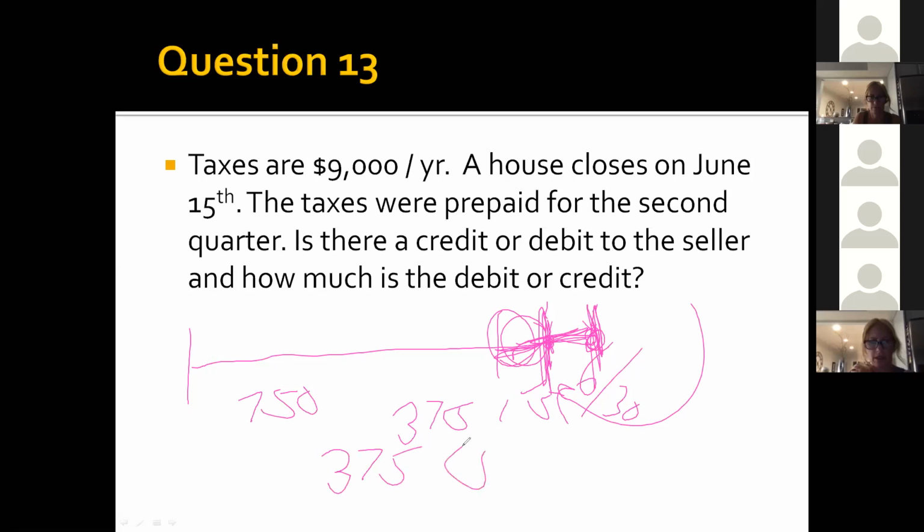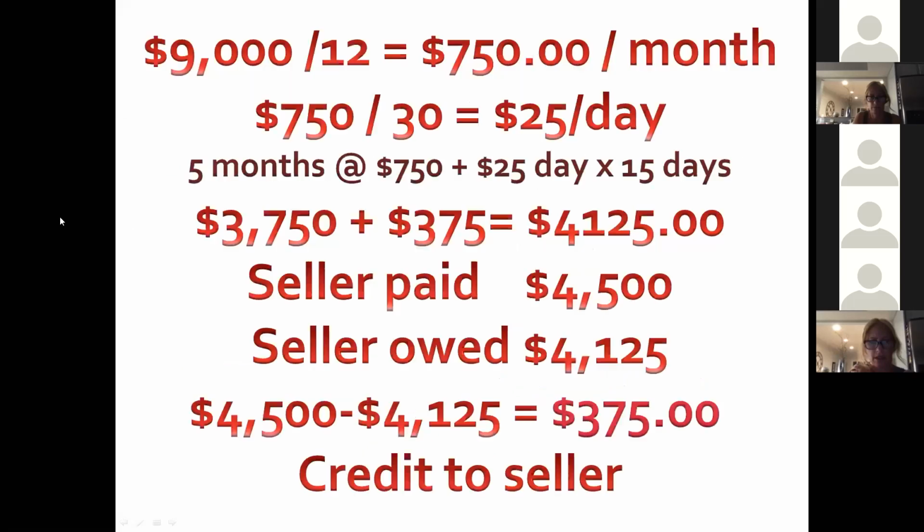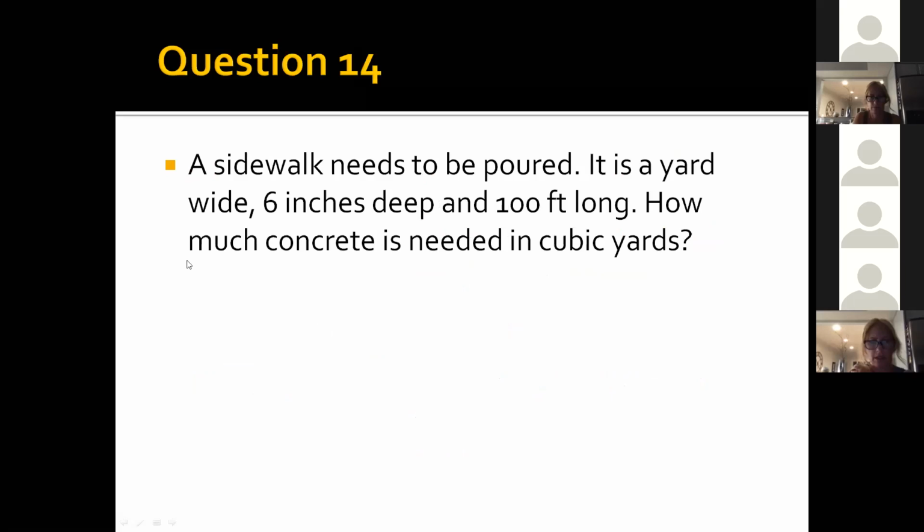It's also going to be a debit to the buyer of $375, but that's not what this question asked. It asked if it's going to be a credit or debit to the seller, and it's going to be a credit of $375. All right. I think that's the last one. Oh no. Let's do this one quickly.